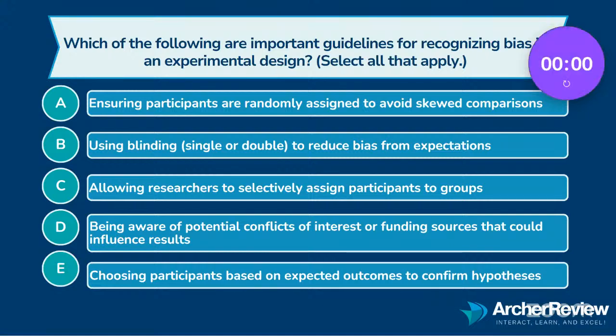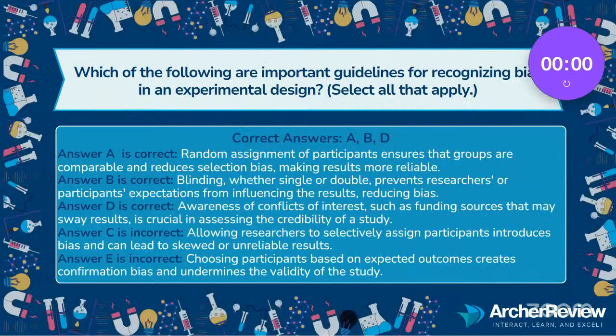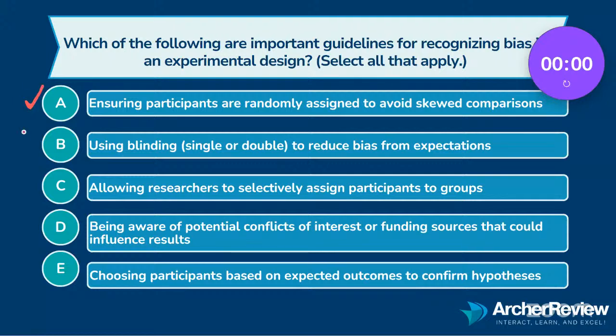Okay, let's see how we did. A, B, D are our correct answers. A, B, D. Let's break it down. A, ensuring participants are randomly assigned to avoid skewing comparisons. This is what I had talked about, how we need a heterogeneous group. We need a group of all lifestyles, all ages, gender, race, the whole 9 yards, so that we have an accurate representation of the population.